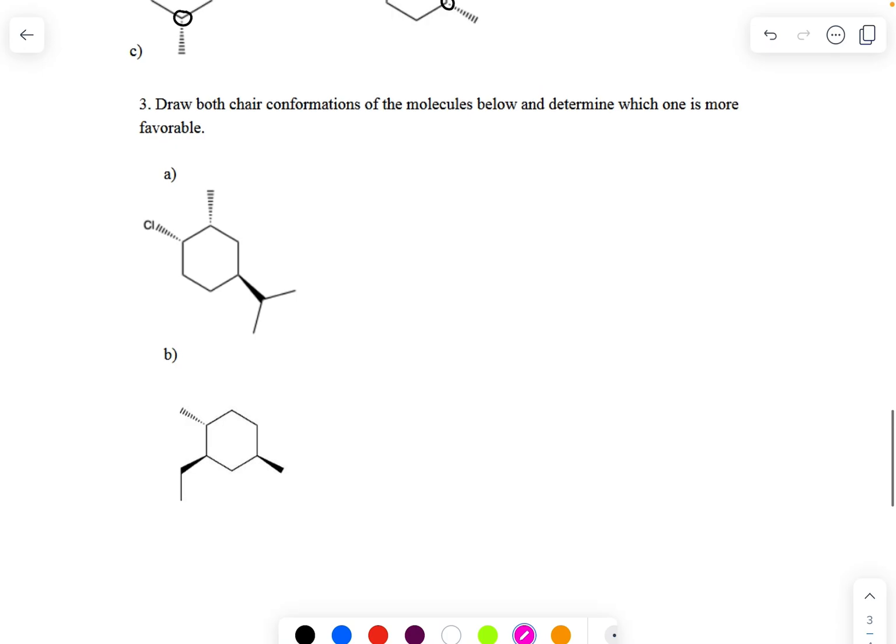Down here it says, draw both chair conformations of the molecules below and determine which one is more favorable. So again, I'm just going to start numbering in a clockwise fashion, and it's a bit arbitrary. I'm going to do the same thing at the bottom. Draw my chairs in.